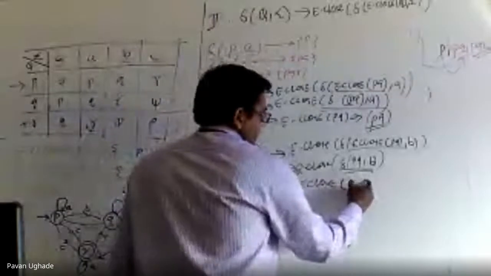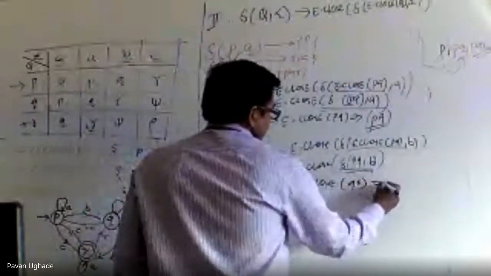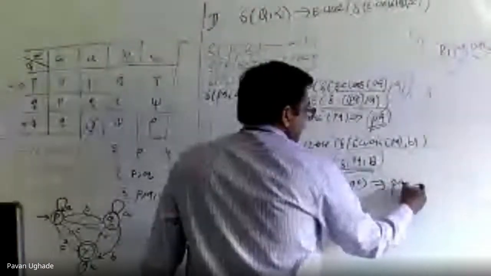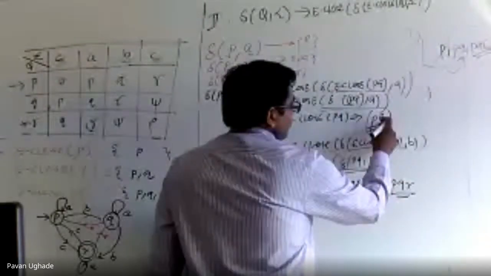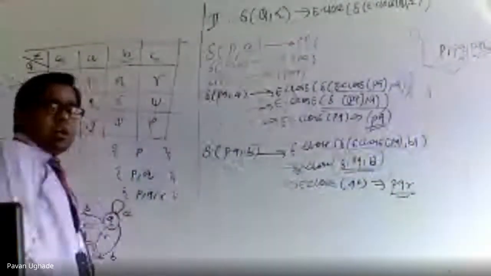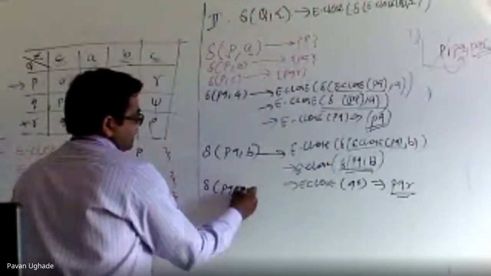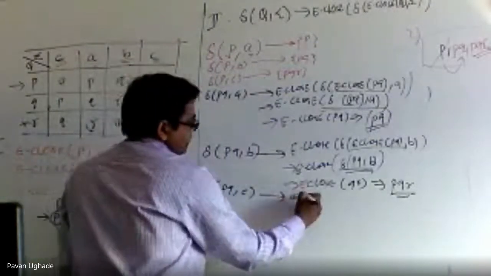PQ over B is QR. So we will now take the epsilon closure of Q and R. Epsilon closure of QR is PQR. Whether you are getting any new state: you got PQ, you got PQR, which has already been added, so no need to add into Q. Now get the last one, which is PQ over C.